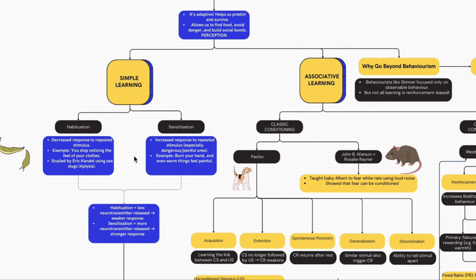Simple learning can be divided into habituation and sensitization. Habituation is basically a decreased response to repeated stimuli. Example: you stop noticing the feel of your clothes. It was studied by Eric Kandel using sea slugs.